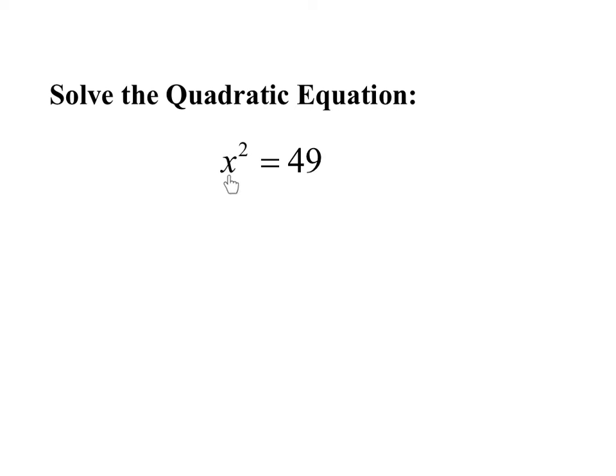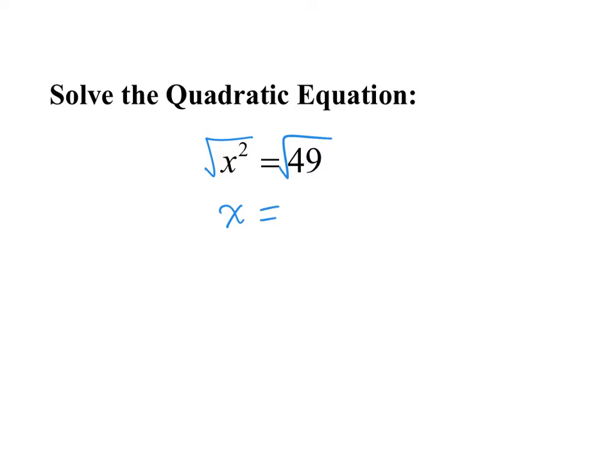So the simplest way to solve this is just to undo what's happening to x. X is being squared, so the inverse operation of squaring x would be to take the square root of x. So let's take the square root of both sides, and we'll get the square root of x squared is x, but then on the right, remember that there are two real numbers that I can square to get 49. One of them would be -7, and the other one would be +7.